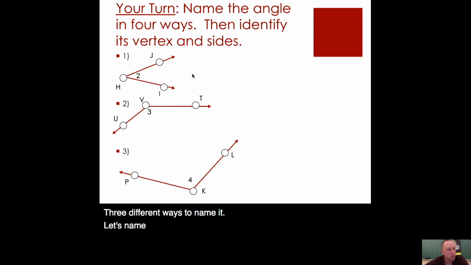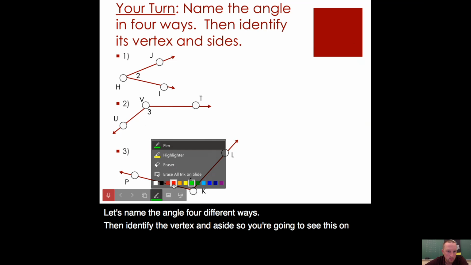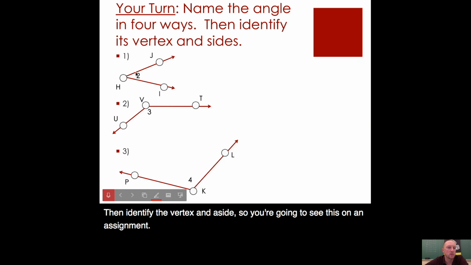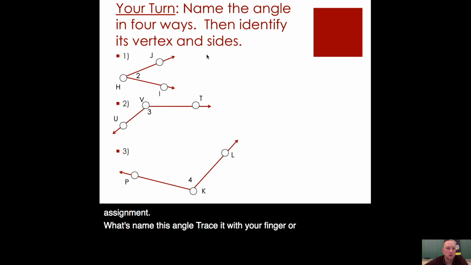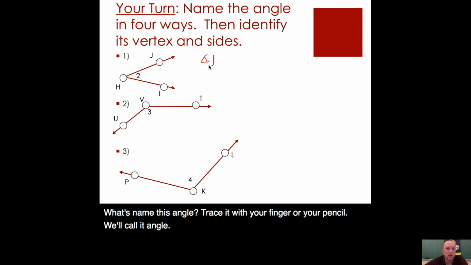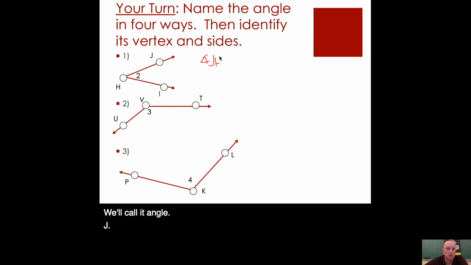Let's name the angle four different ways, then identify the vertex and the sides. So you're going to see this on an assignment. Let's name this angle. Trace it with your finger or your pencil. We'll call it angle JHI. That's a comma. You could also reverse the letters and call it angle IHJ. Comma.